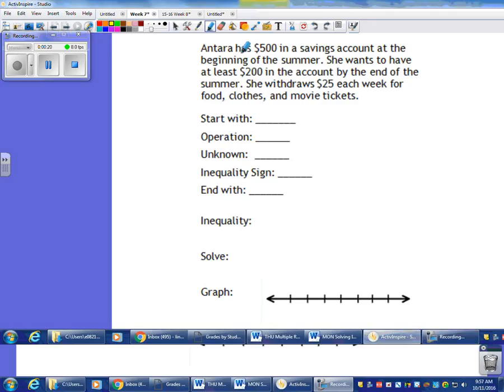We know that she has $500 in her account. She wants to have at least $200 in the account by the end of the summer. She withdraws $25 each week. Okay, whenever you see the word each, per, every, I want you to circle the number that is associated with that, just like I did right there.